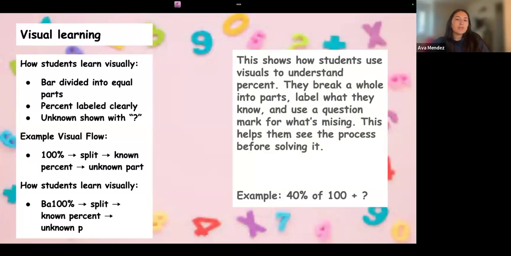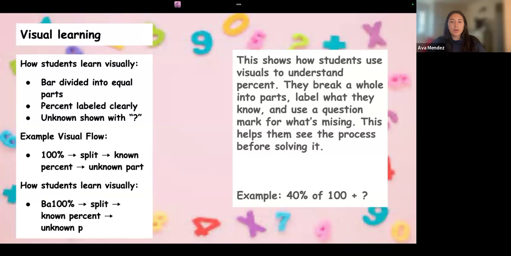Visual learning: how students learn visually. The bar is divided into equal parts, the percent is labeled clearly, and the unknown is shown with a question mark. We have a few examples right here with visual flow. So you have 100%, and then it's split into known percent and unknown percent. And then we also show how students learn visually. So it shows right here 100%, split into known percent and unknown percent.